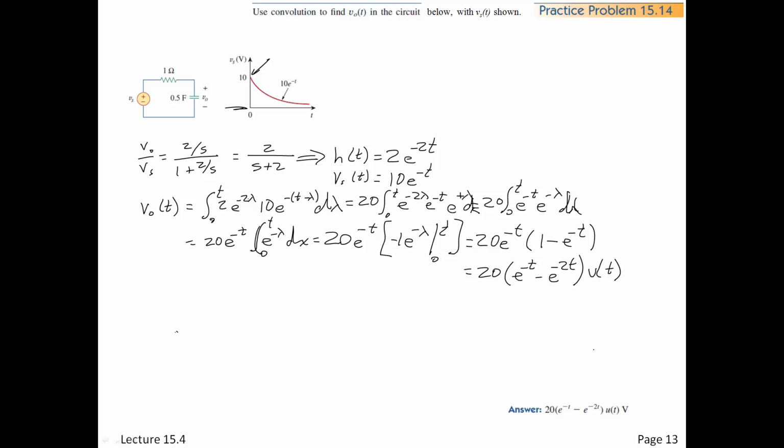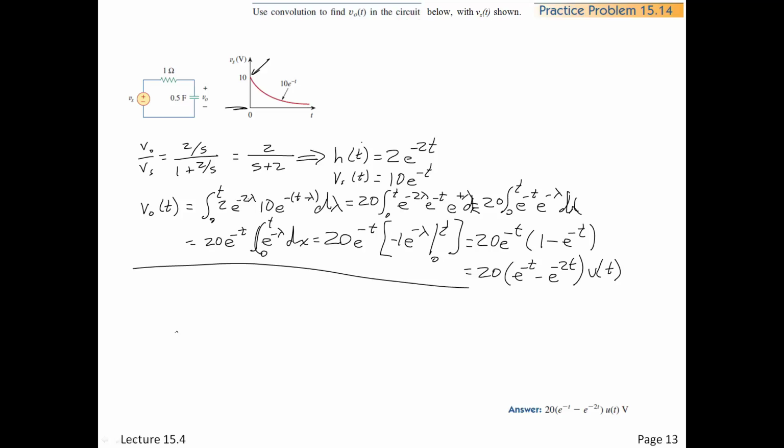Okay, and indeed that's what they show. We'll leave it at that since they just asked for convolution. You can see we could also have done this another way, and I can't really resist the connection here. We started looking in the s domain just to find a transfer function.